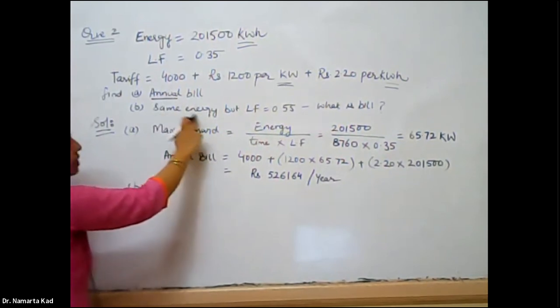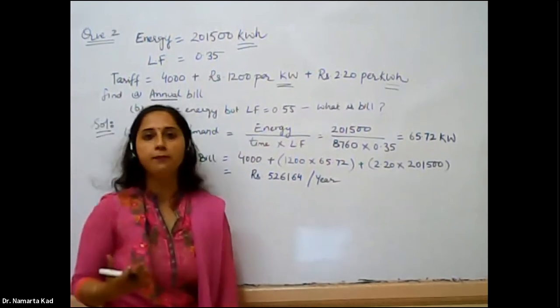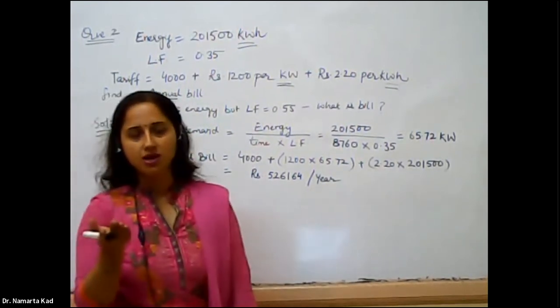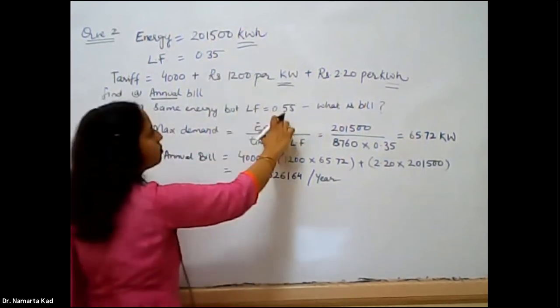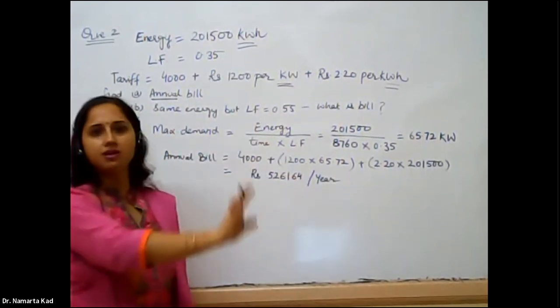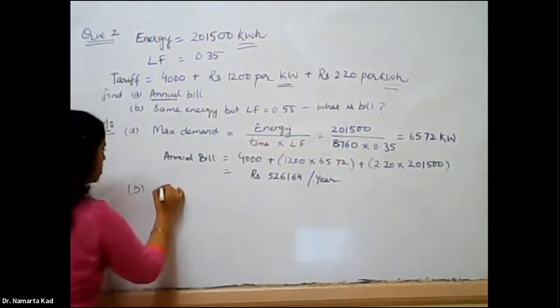Okay, now similarly in part B, same energy but load factor changes to 0.55. That is, what happens when the load factor increases. Now in the second part, the load factor changes from 0.35 to 0.55. Energy remains the same. So again, recalculate the maximum demand.